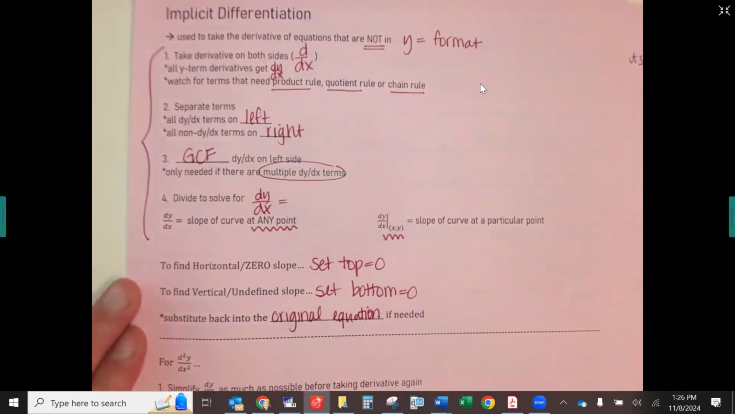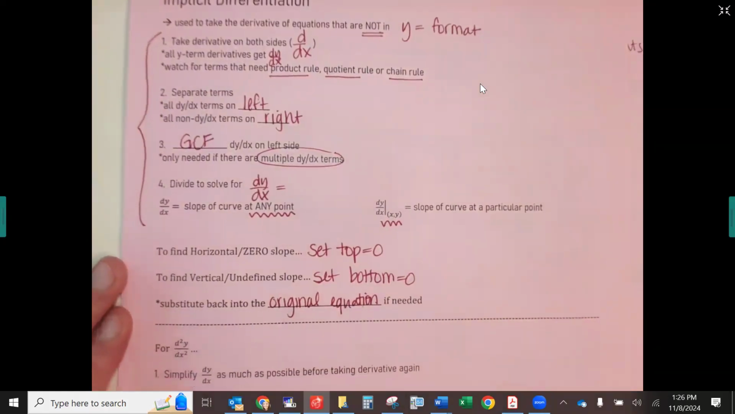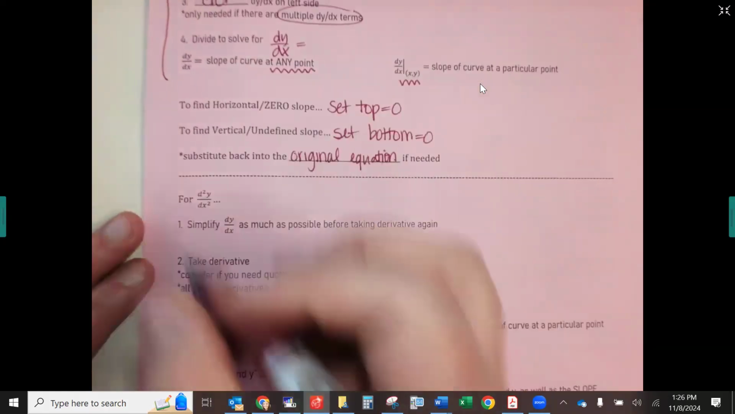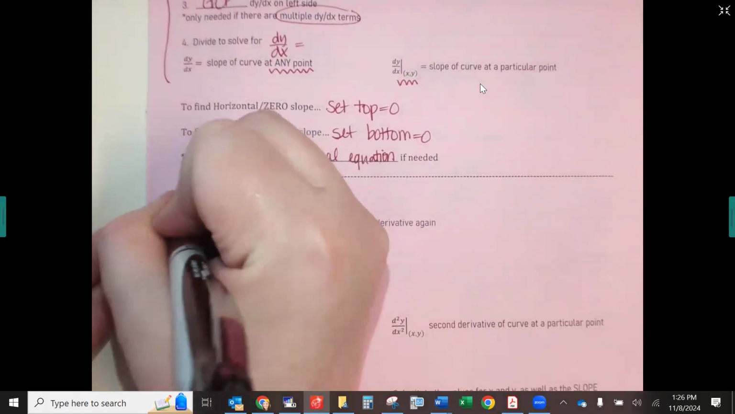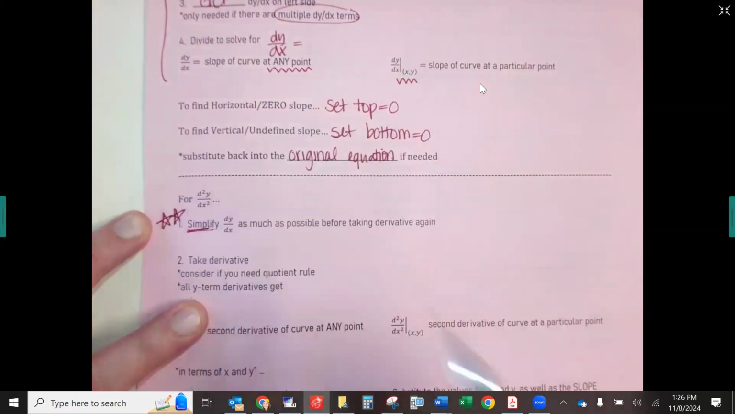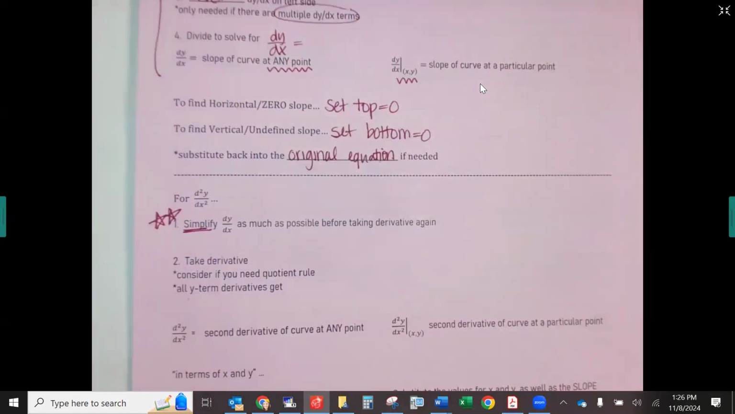If you are asked to take the second derivative, I'm going to put 2 stars next to step number 1. You need that derivative to be as simplified as possible before you take the derivative again. So if you've got x's top and bottom, cross them out and just keep the ones that you need. Same thing with numbers. If you have a 2 top and bottom, cross it out. It's going to make your numbers bigger if you leave extra stuff.